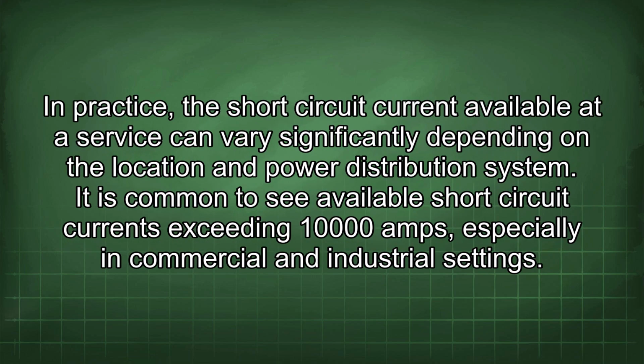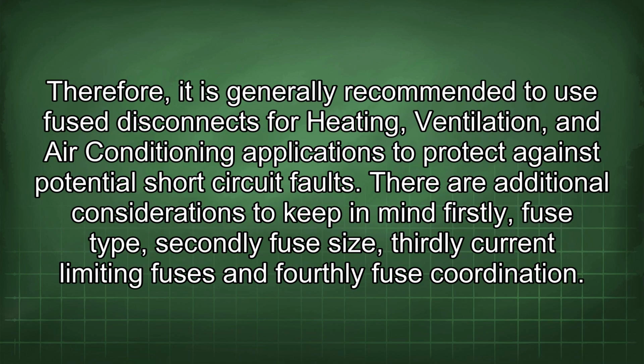In practice, the short circuit current available at a service can vary significantly depending on the location and power distribution system. It is common to see available short circuit currents exceeding 10,000 amps, especially in commercial and industrial settings. Therefore, it is generally recommended to use fuse disconnects for heating, ventilation, and air conditioning applications to protect against potential short circuit faults. There are additional considerations to keep in mind: firstly, fuse type, secondly, fuse size, thirdly, current limiting fuses, and fourthly, fuse coordination.